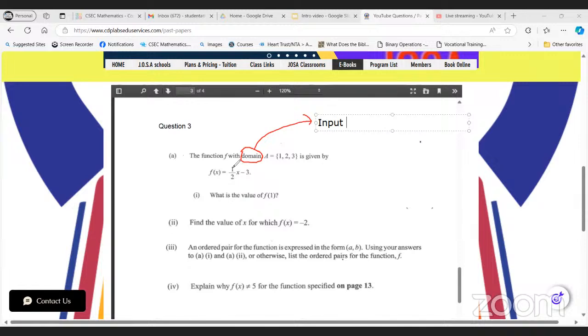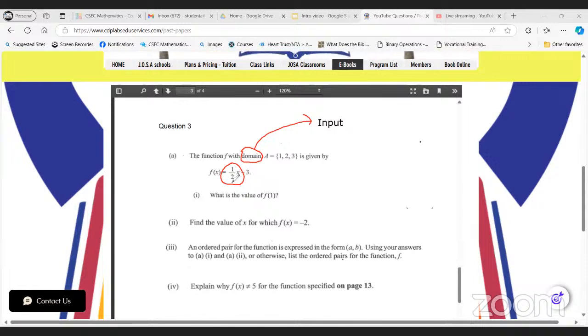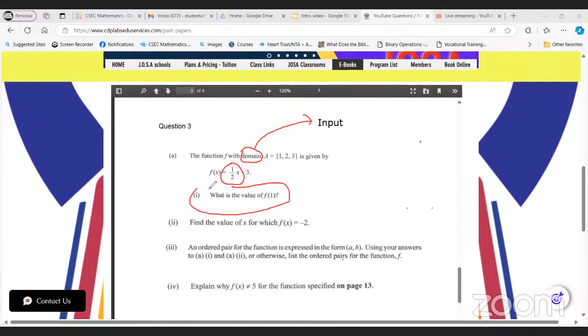What f of x simply means is that you multiply the value of x by half, or you find half of the value of x, then you take 3 from that response, right? So let's see how the first part of the question is done. What is the value of f of 1? What does this mean? It means that where x is in the function, you're going to put 1.